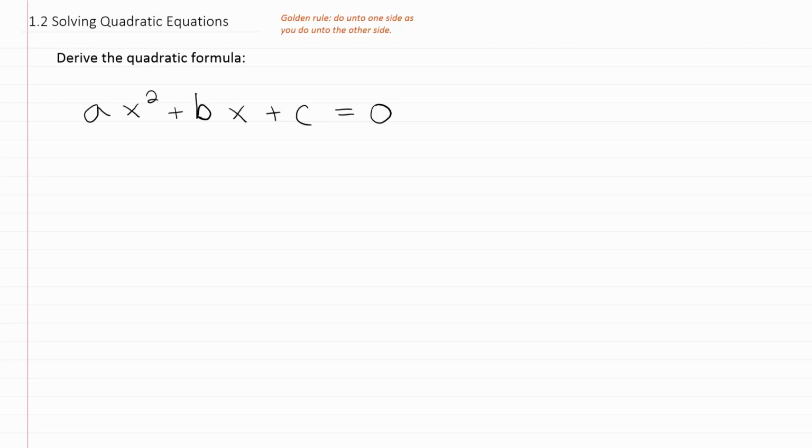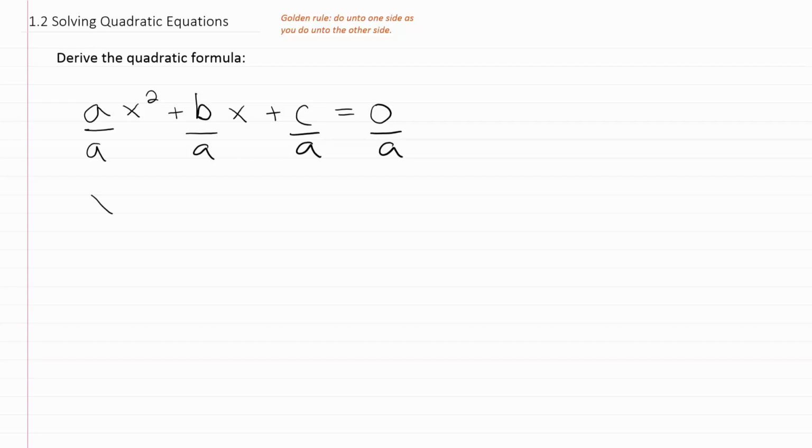All right, in this video, I'm going to derive the quadratic formula. What we have on the screen here is a very generic quadratic equation, with coefficients a, b, and c. And I'm going to complete the square on this generic equation. The way we complete the square, remember, is to divide every term by the leading coefficient.